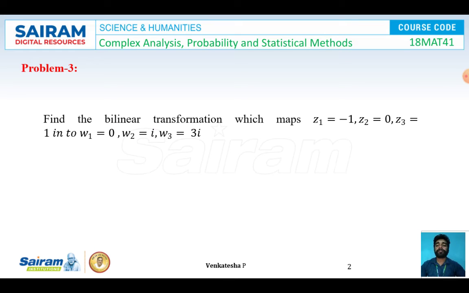Problem number 3. Find the bilinear transformation which maps the points z1 = -1, z2 = 0, z3 = 1 to w1 = 0, w2 = i, w3 = 3i. So first take the formula.